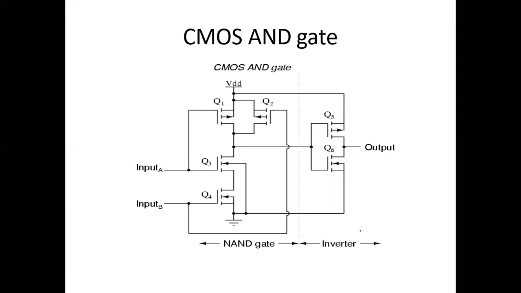Here also they are getting an AND gate output with respect to the NAND gate. So we are giving the NAND gate output to the inverter unit. So that is the inverter unit. Then you will get an AND output, that is A dot B.